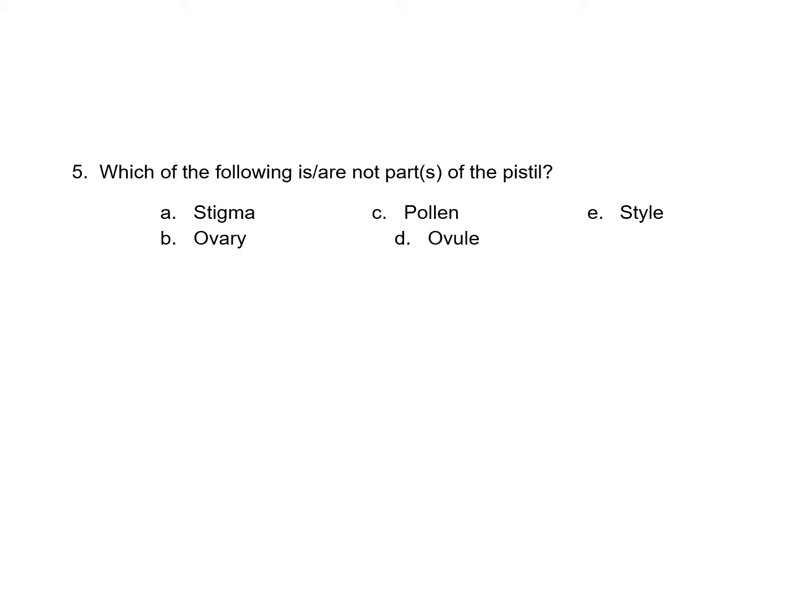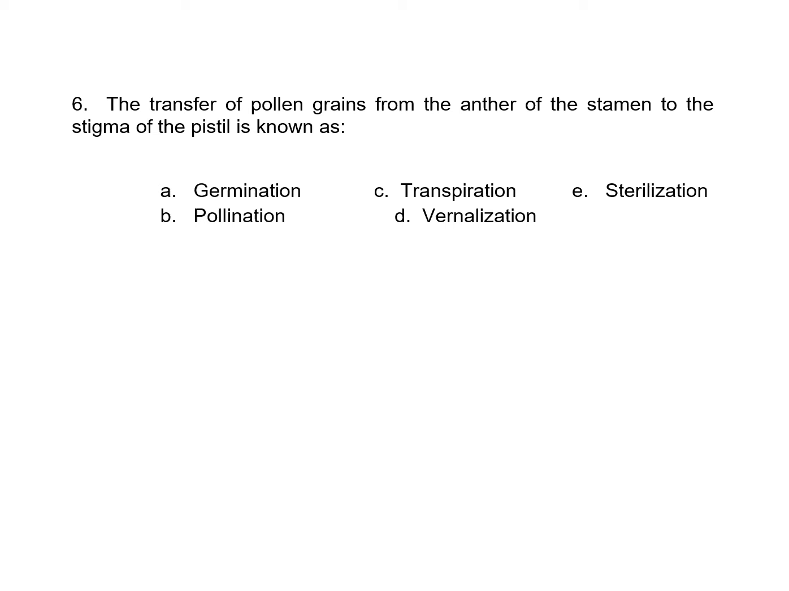Number five, which of the following is or are not parts of the pistil? A. Stigma, B. Ovary, C. Pollen, D. Ovule, or E. Style. The answer is pollen.